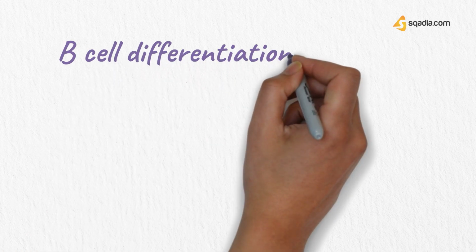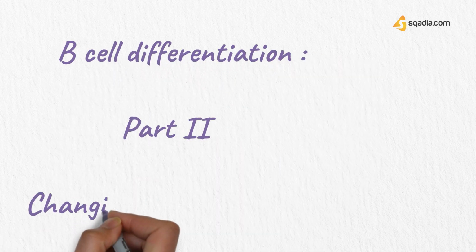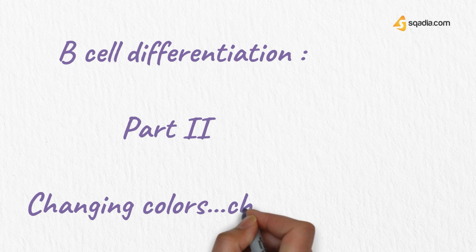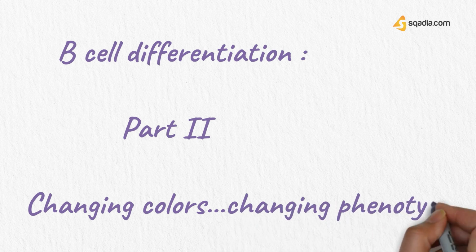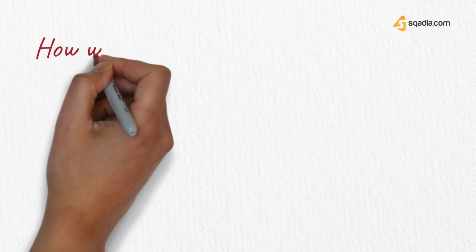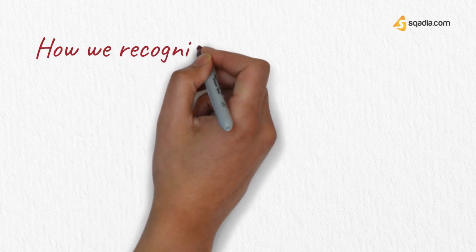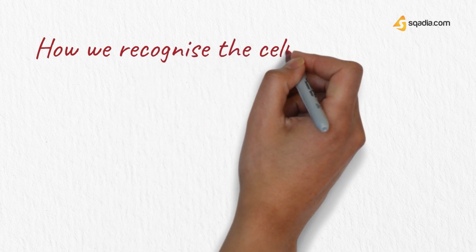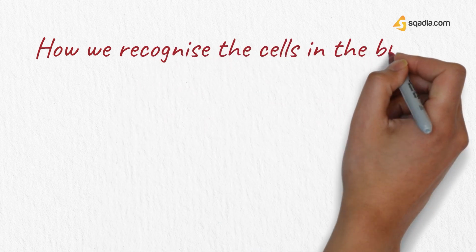Hello again. In the second part of the video, we will focus on B cells. First, we will see what the phenotype of the cells is. And then, we're going to talk about how B cells change their phenotype while they mature, while they grow up. Before we talk about maturation, we have to understand another basic principle: how we recognize the cells in the blood.